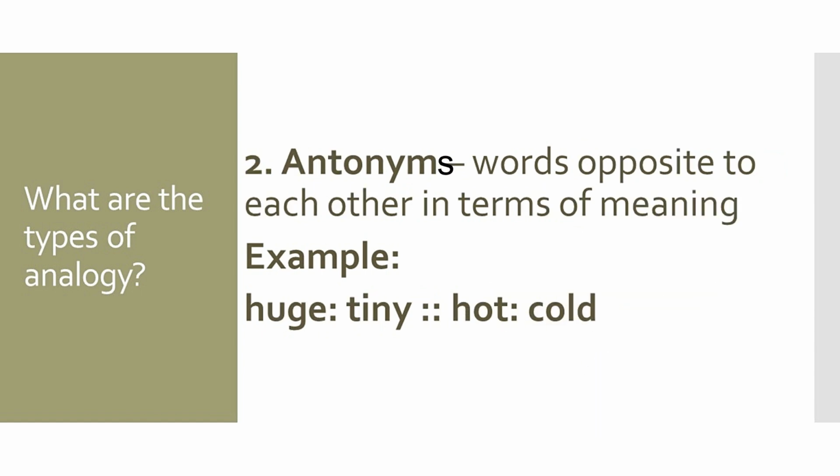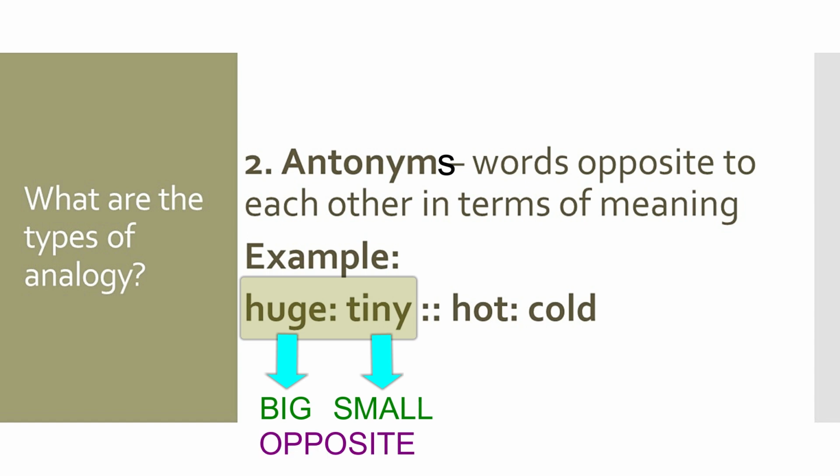Next up, we have antonyms. These are words opposite to each other in terms of meaning. For example, huge is to tiny, as hot is to cold. So the first pair here, huge, is synonymous to the word big, while tiny is synonymous to the word small. And what do you notice? They are opposite in meaning. The same thing with hot is to cold.